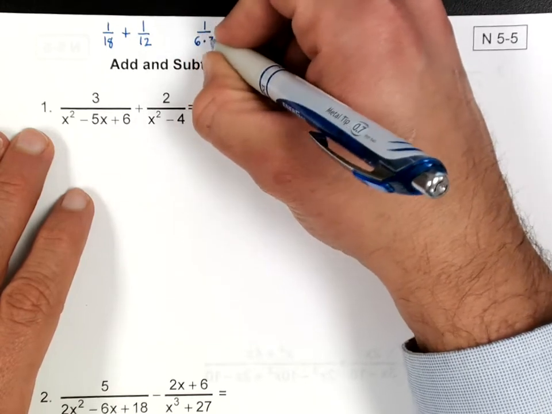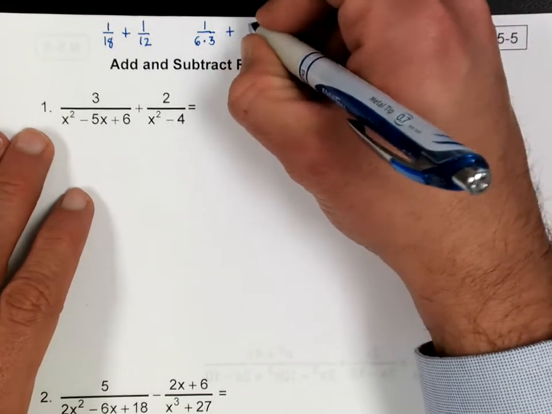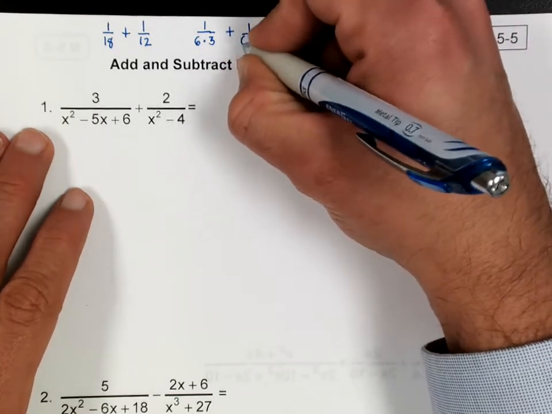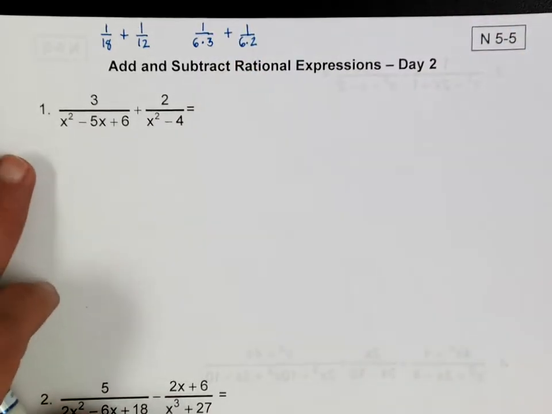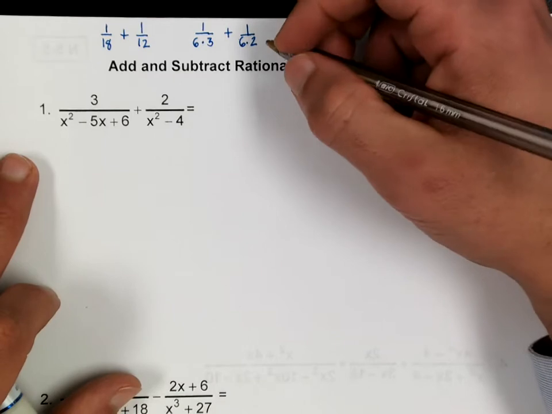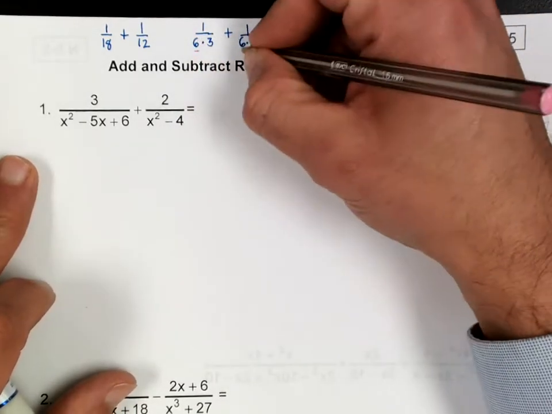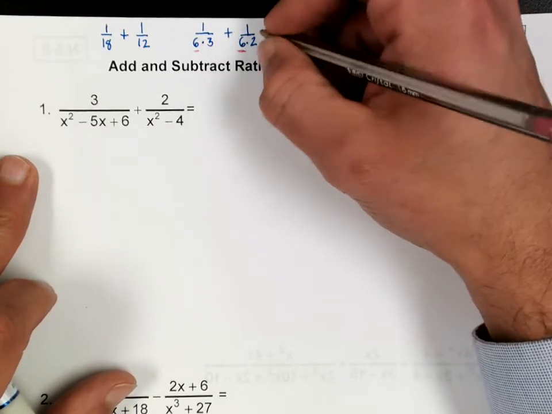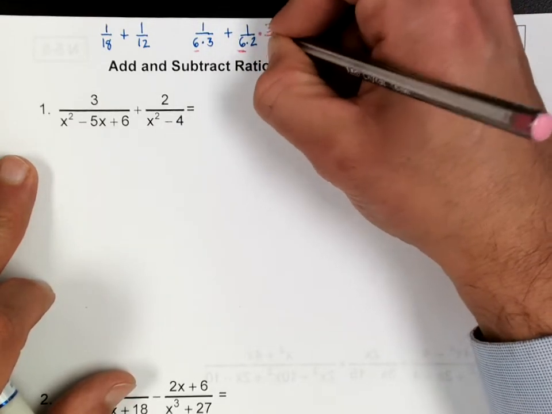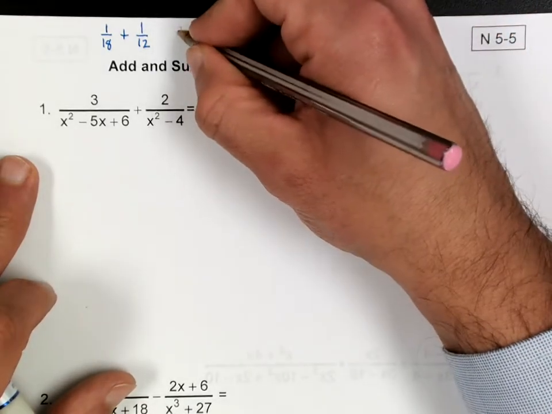So 18 is 6 times 3, and then 12 is 2 and 6, or 6 and 2. So what we do to find the least common denominator is notice that they have this 6 in common, but this one does not have a 3, so I'm going to multiply it by 3 over 3. And this one does not have a 2, so I'm going to multiply it by 2 over 2.